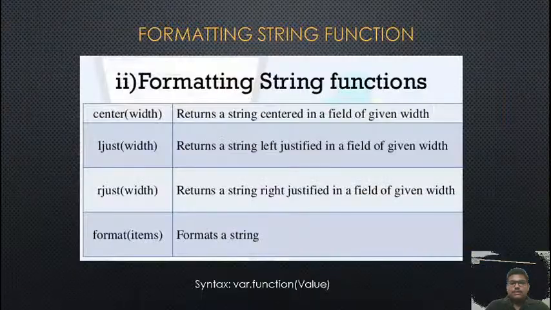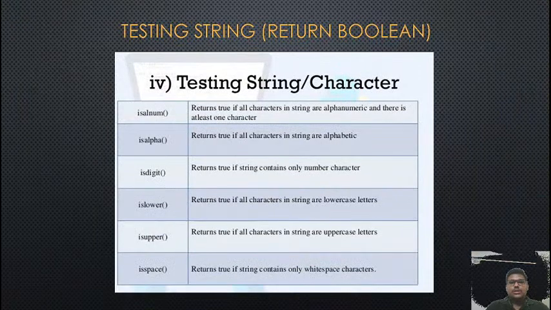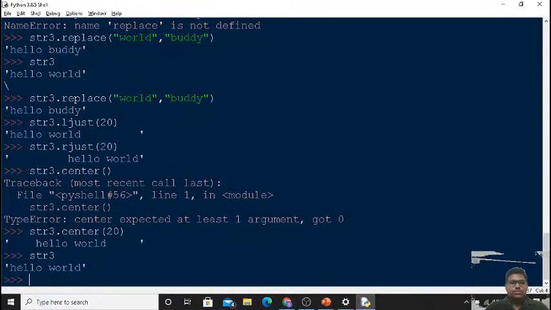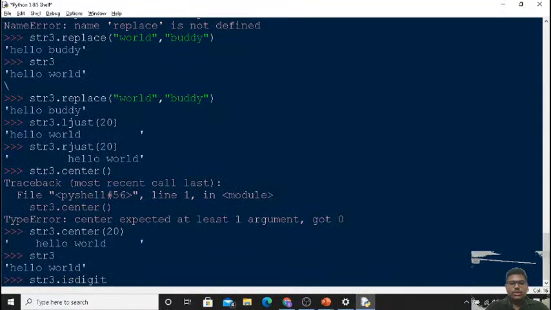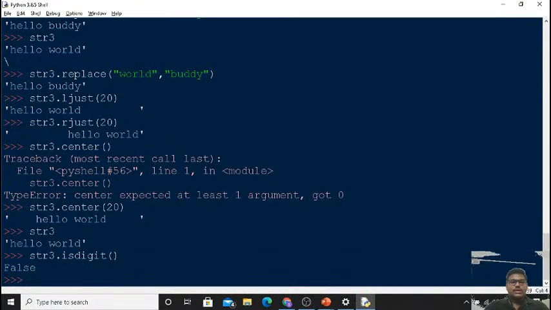The next part is testing strings, like whether the string has alphabets, or whether it is a digit, or whether it is uppercase or lowercase. So I will say str3 dot isdigit, that is how it's written. I'll print it. It says false. Why is it false? Because it does not have any digits in it.